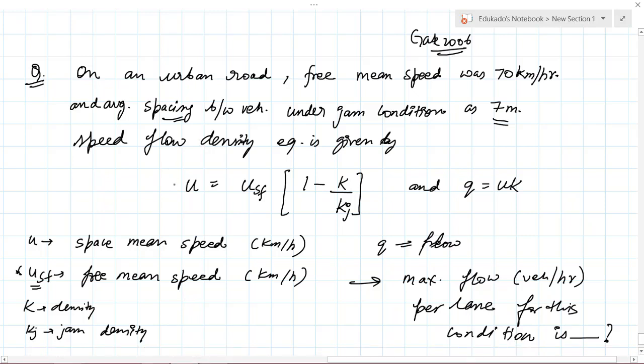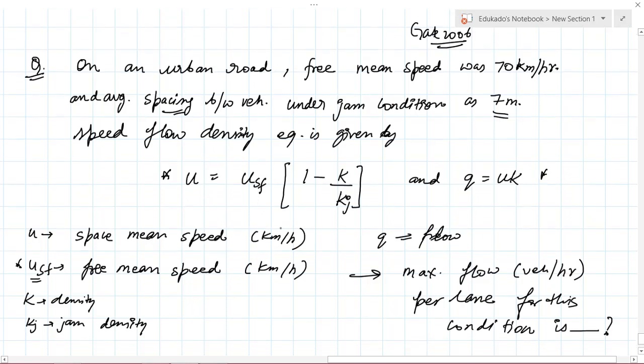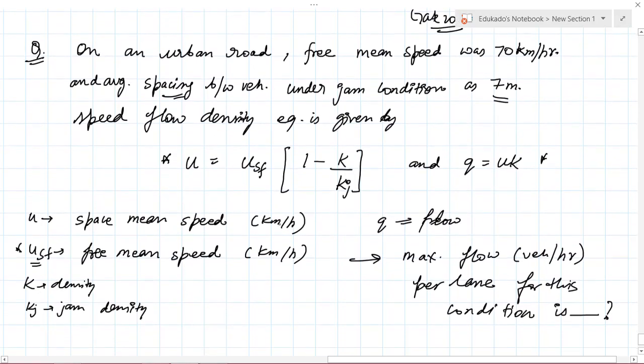What all things are given? This is one of the relationships that has been given, and this is another relationship. You have already seen this. We have just seen this in the last relation. So this is U equals USF times (1 minus K over Kj), where K is the sample density and Kj is the jam density. USF is the free mean speed, U is the space mean speed. So how to attempt this question?